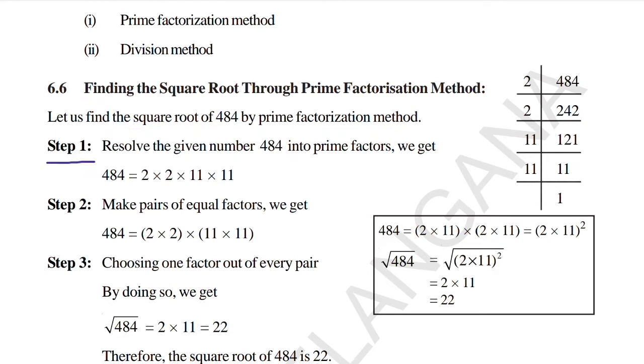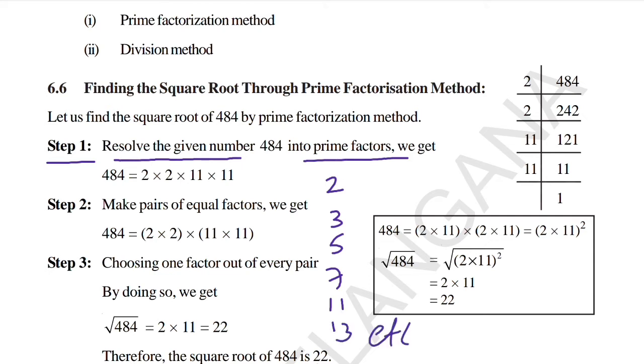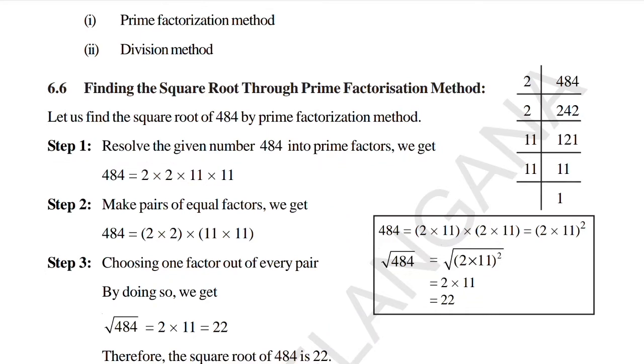Step 1 is to resolve the given number 484 into prime factors. So what is a prime factor? A prime number is a number having only two factors. So 2, 3, 5, 7, next 11, 13, etc. are prime numbers because they have only two factors, 1 and itself. So resolve the given number into prime factors.